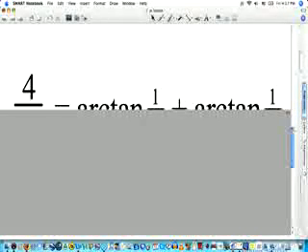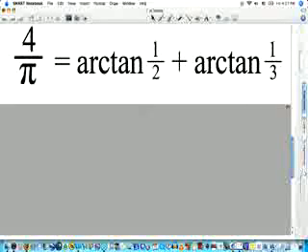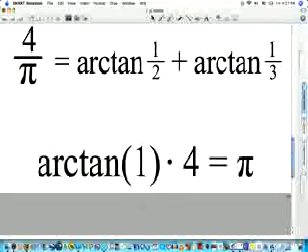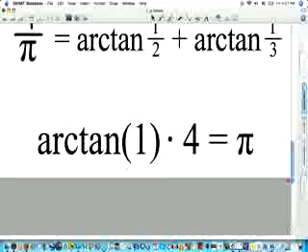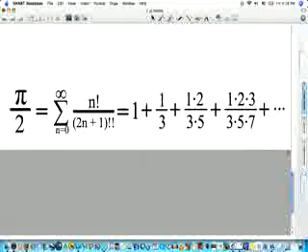Continuing, we know that pi over 4 is equal to the arctan, or the inverse tangent, of 1/2 plus the arctan of 1/3. There are actually many of these things that you can come up with that equal some multiple of pi. Or the arctan of 1 times 4 is equal to pi. And now these heavy hitters are the ones that are actually used to calculate pi in most cases.